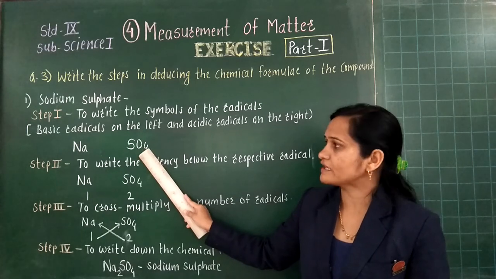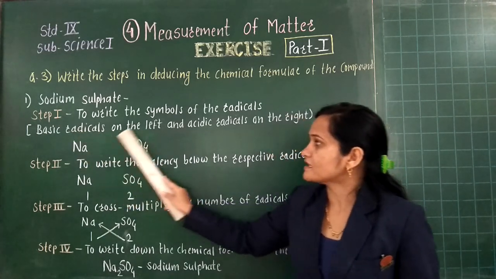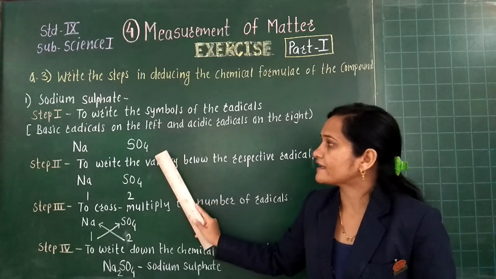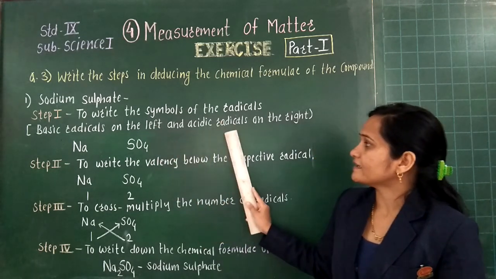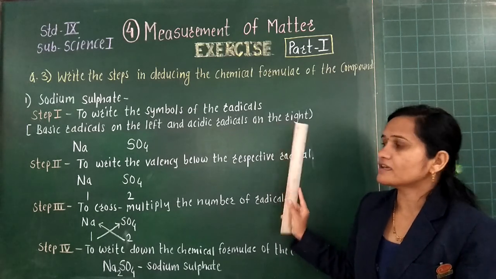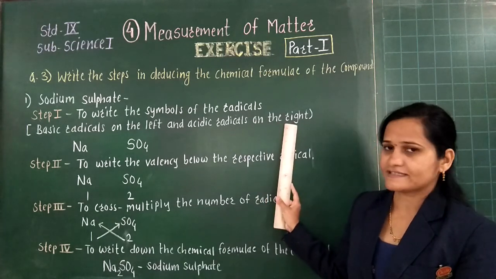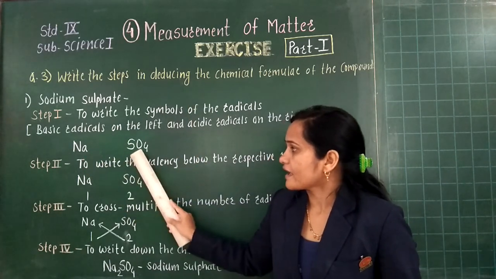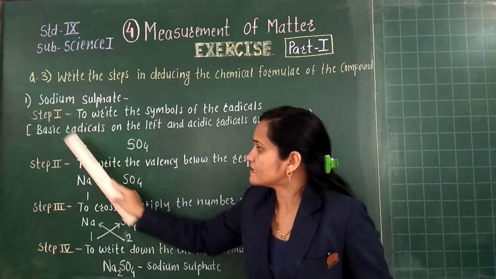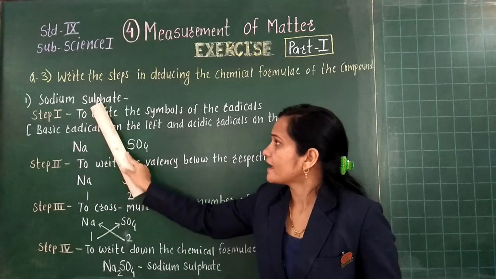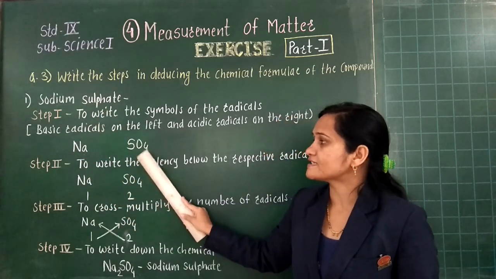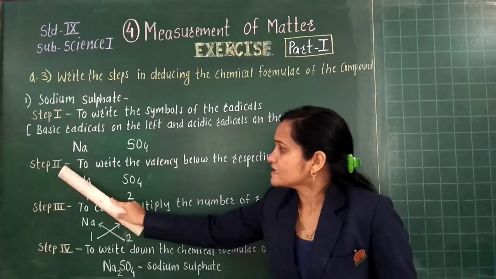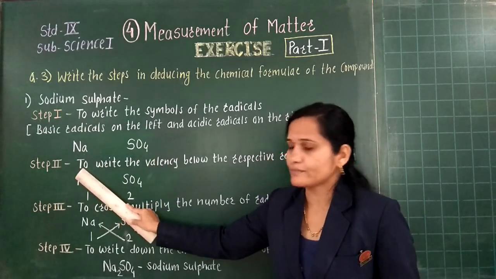And how do you have to mention it? Basic radicals on the left side. Whatever basic radicals are there, you have to write them on the left side, and acidic radicals on the right side. Okay, so Na SO4, these two. Sodium means the symbol is Na, and for sulfate the symbol is SO4. So after that see the second step, step 2.